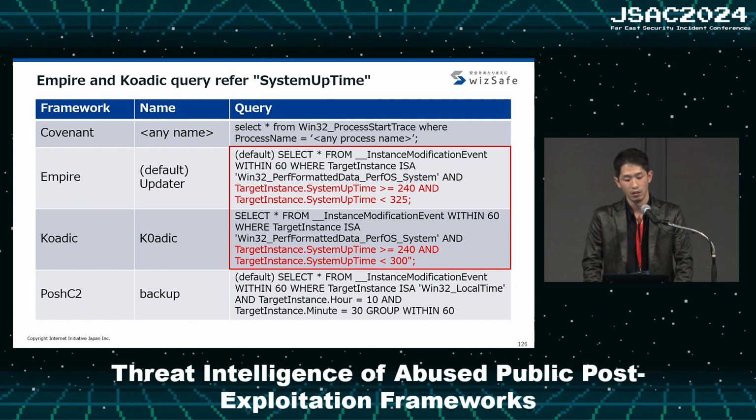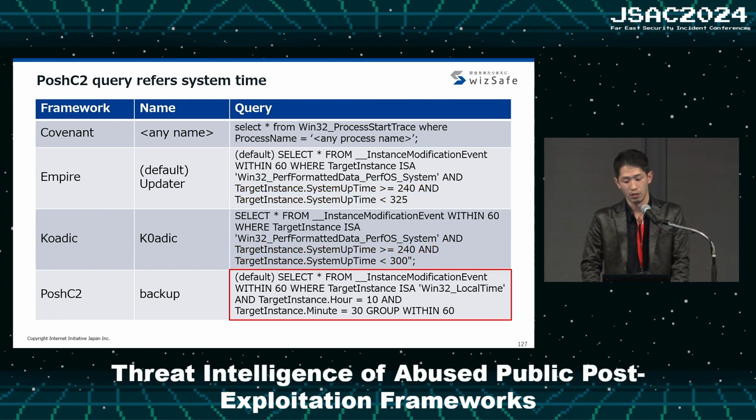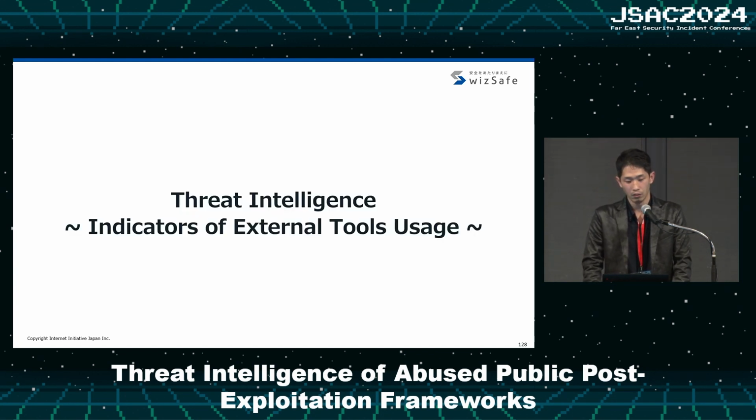So for Empire and Covenant, when we look at their queries, uptime is the condition for execution. So in the red portion, this condition for uptime, this here and this here. When you look at the source code, it's a condition hard-coded in the source code, so we can use them as indicators. And for PoshC2, you can change this, and you can specify the time for execution. So that's the persistence techniques.